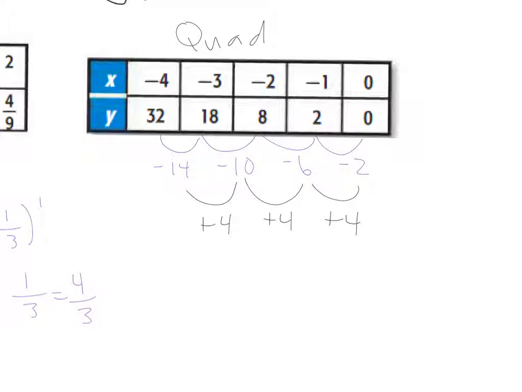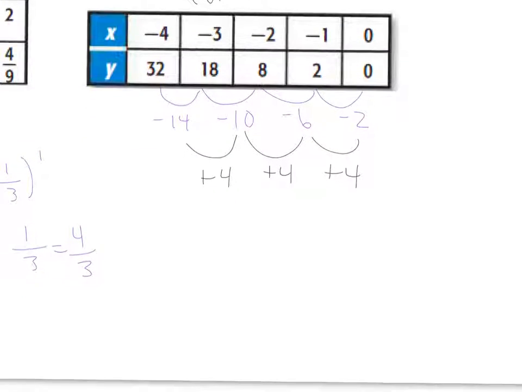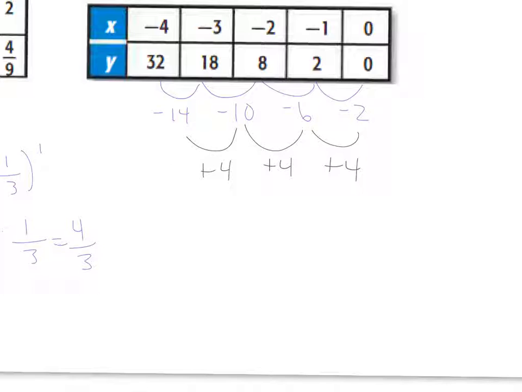So now we need to write the equation: y equals ax squared. Now, I have to actually solve for a here by plugging in a point and figuring out what a is. So I'm going to choose an easy point. I'm going to choose -1, 2.